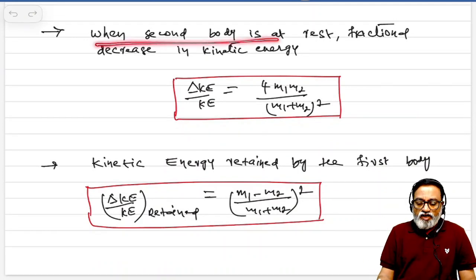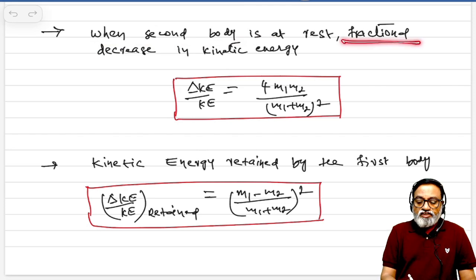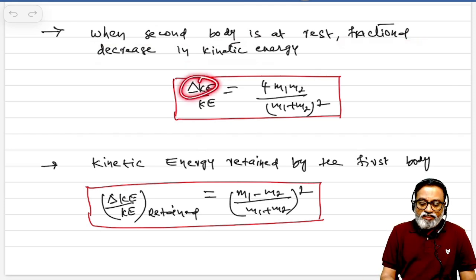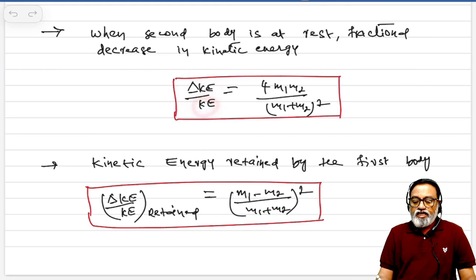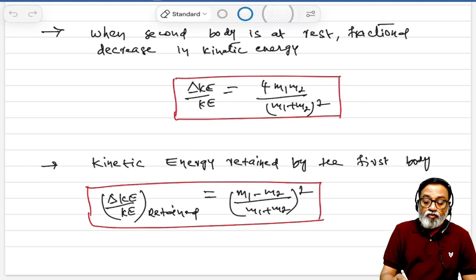When the second body is at rest, the fractional decrease in kinetic energy, that is change in kinetic energy by initial kinetic energy, is 4m1 m2 by (m1 plus m2) whole square. So very, very important one.